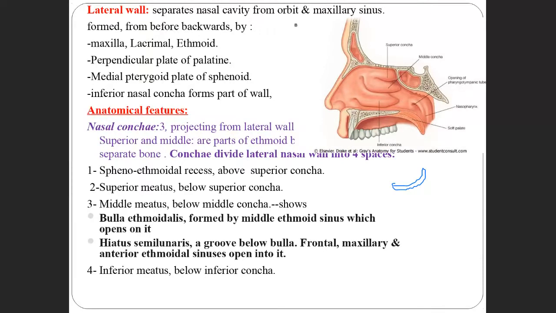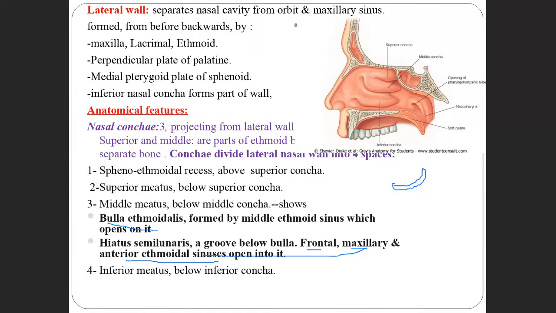Groove below the bulla. So where is it present? The hiatus is present below the bulla. Okay. So what does it contain? It contains the openings for the frontal, maxillary and anterior ethmoidal sinus.